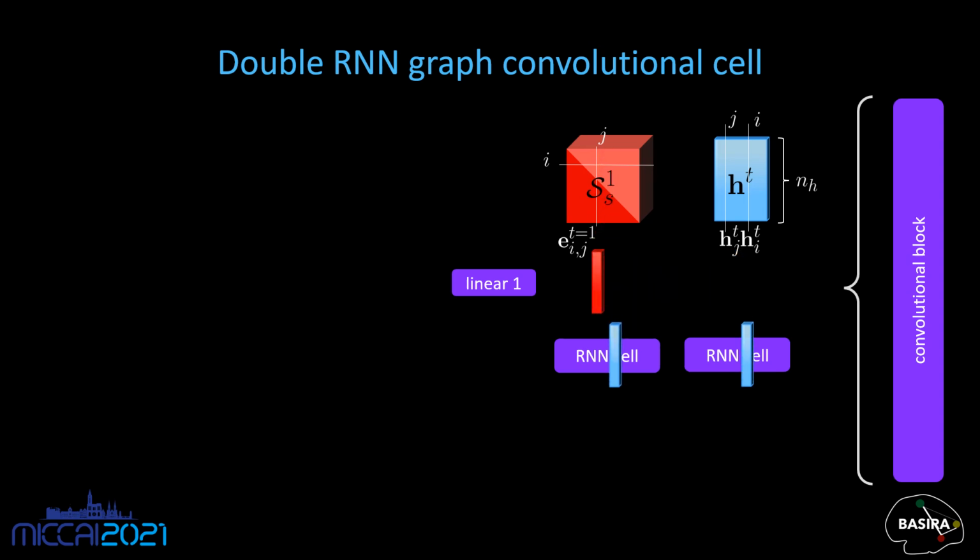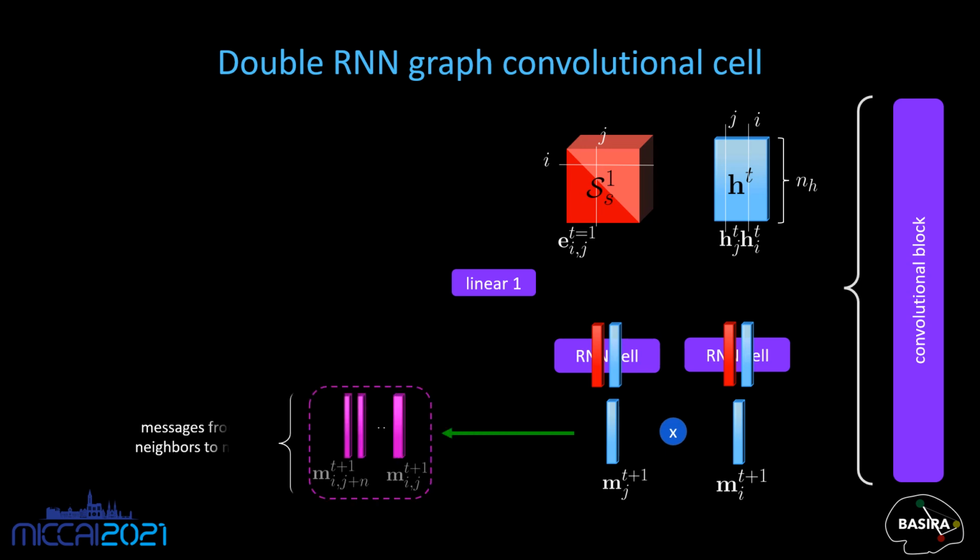Next, Hj is learned by the first RNN cell and Hi is learned by the second RNN cell, both using the same edge information between the two nodes. Next, we combine the outputs of these RNN cells by element-wise multiplication to create an overall message. We repeat this operation until we create messages for all neighbors of node i. To embed messages at node level, we calculate the element-wise average of these messages to node i.